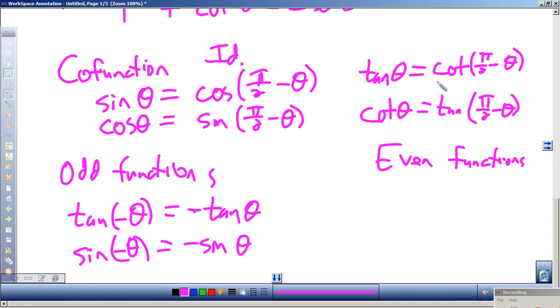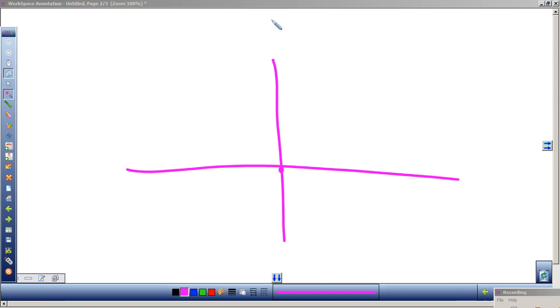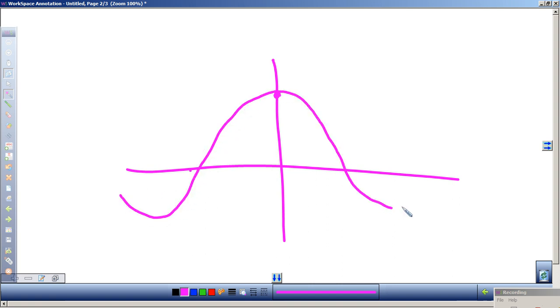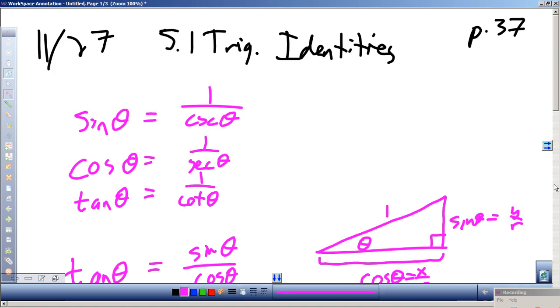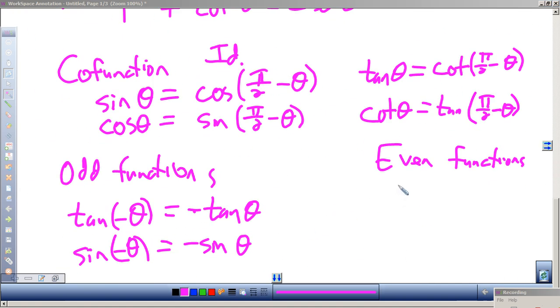What about cosine? What does cosine look like if you graph it? Where does it start? There. And what does it do from there? Is that symmetrical across the y-axis? Okay? So this point and this point symmetrical. This point, this point. So cosine is going to be an even function. So cosine of negative theta is equal to cosine of theta.